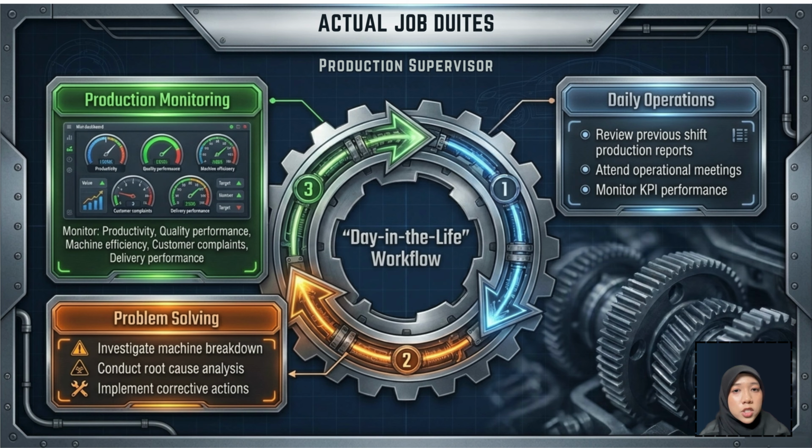If targets are not achieved, she needs to identify the reasons such as machine breakdown, manpower shortage, material delay, or quality issues and take corrective actions. She also needs to attend several daily meetings involving different departments such as production, engineering, quality, maintenance, planning, and supply chain. Besides managing production, she also supports engineering activities.